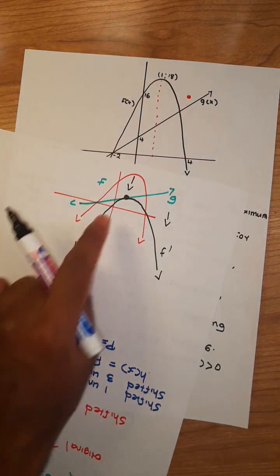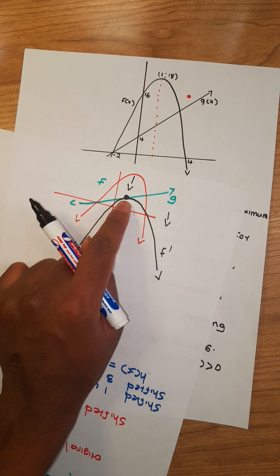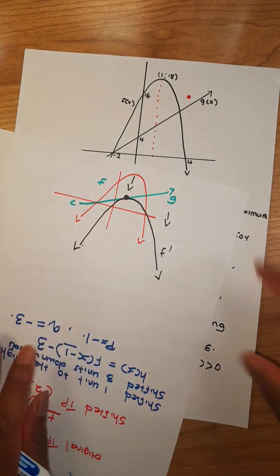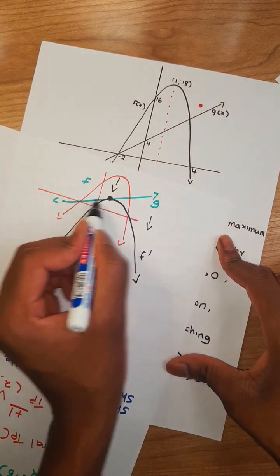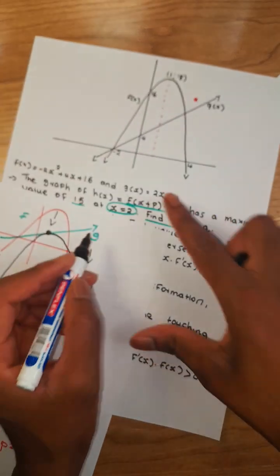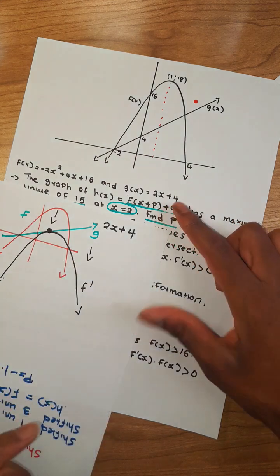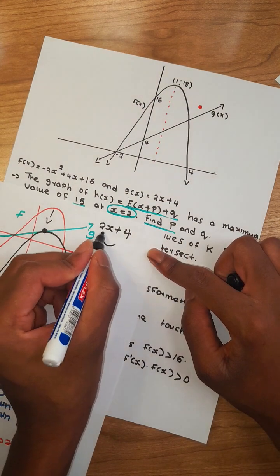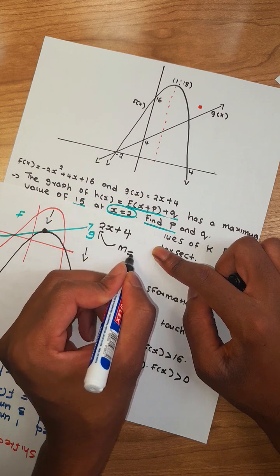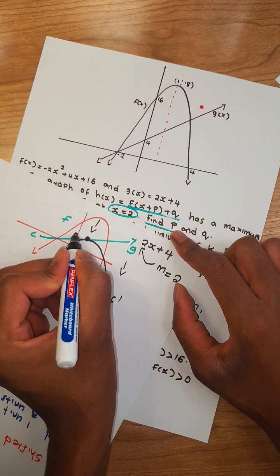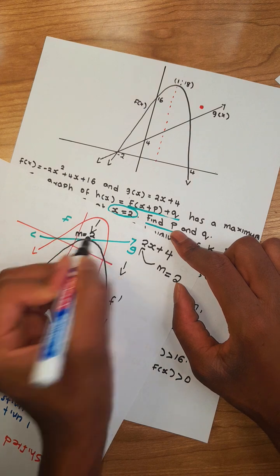We need to find the coordinates of this point. How can we best find the coordinates of this point? Well, we know that the graph of g at x is given by 2x plus 4. So from this information, we can tell that the gradient is going to be 2. So it means that this line has a gradient of 2.